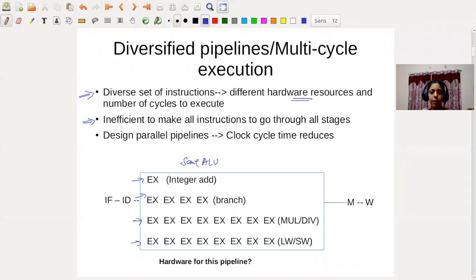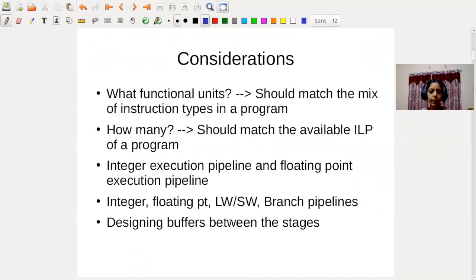So you could have parallel pipelined ALUs, and you could send the different instructions to their respective functional units, and this will help reduce the clock time. Now, how will we do this? Let's say, for example, the add instruction takes 1 cycle to execute. Can it go ahead and do the mem stage and the write back, or does it have to wait for the other instructions to finish the write back? We'll look at that.